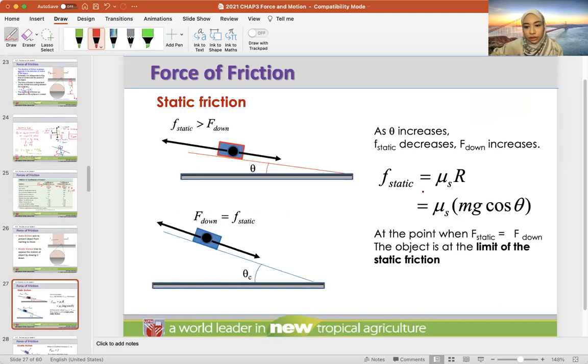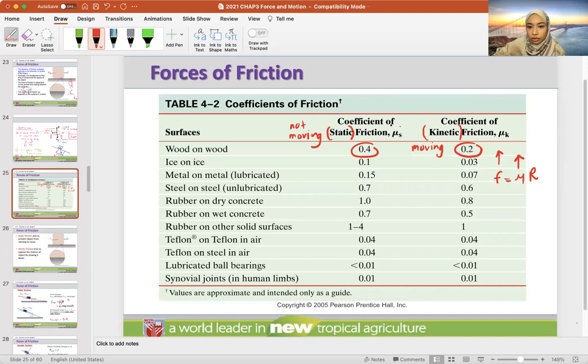So this is the equation for F static. F static dengan F kinetic punya equation sama. F equals to mu R. Tapi perbezaan dia is this mu untuk static ada S. Untuk kinetic, nama dia mu K. Mu K R. So that is the difference between static and F kinetic. Kalau tengok jadual tadi pun, this is called mu S and mu K. So that is how you differentiate between static and kinetic.